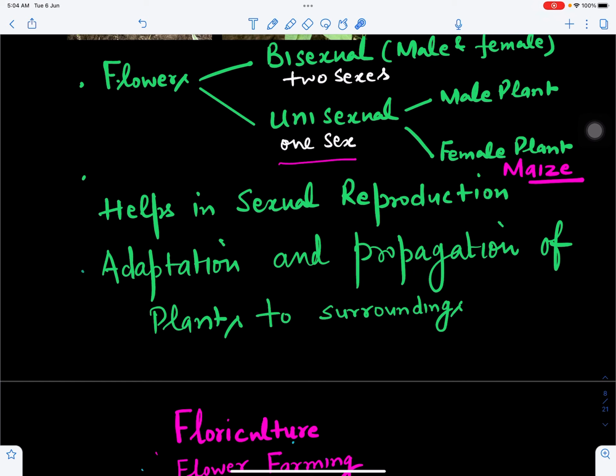Now whether they are unisexual or bisexual, they reproduce sexually by means of male and female sex organs, and they lead to the production of seed and fruit, which are dispersed by various means and spread on the earth ecologically. This helps in adaptation and propagation of the plant to the surroundings. So they are found everywhere on the earth because of the dispersal mechanism. Dispersal is when they spread to various parts of the earth.